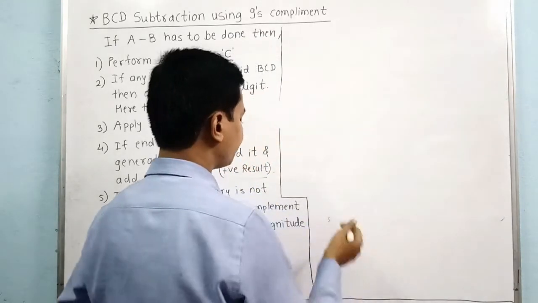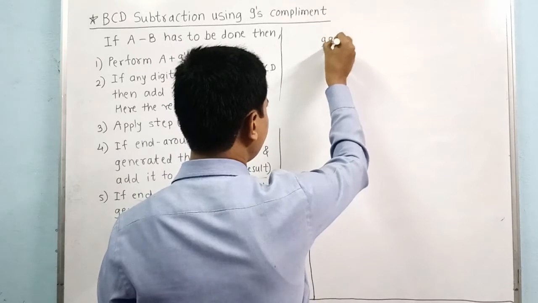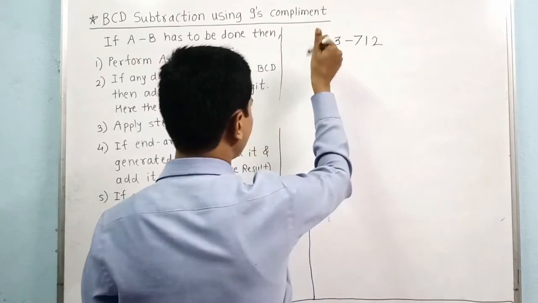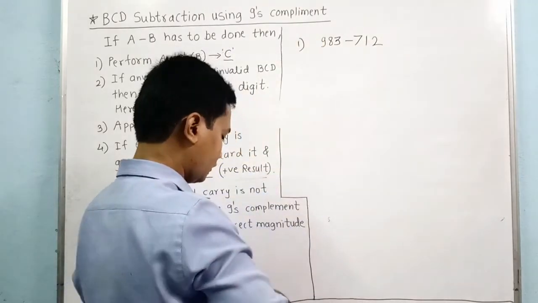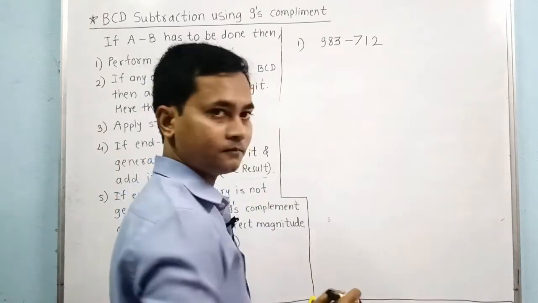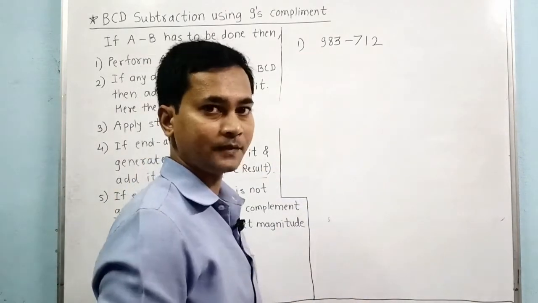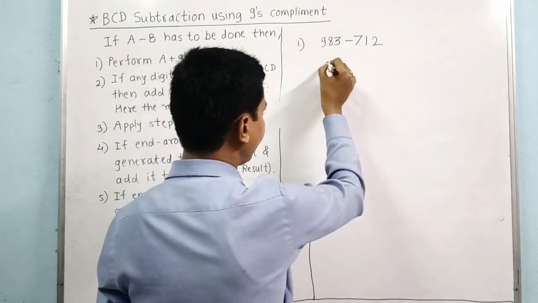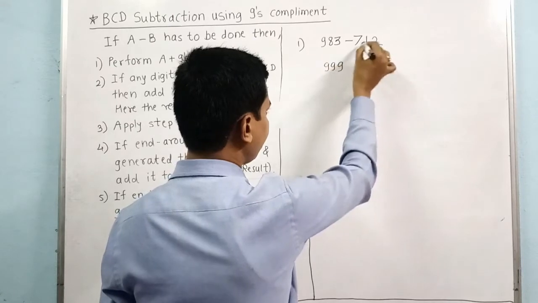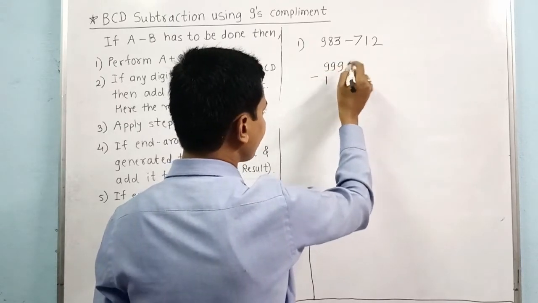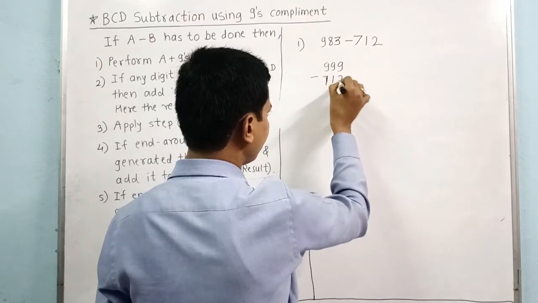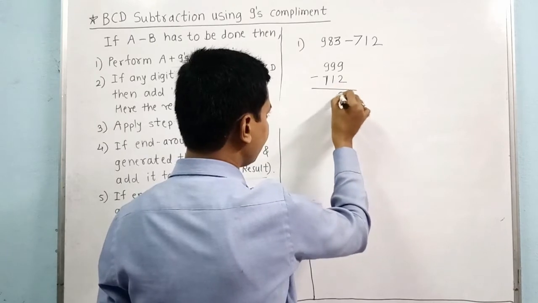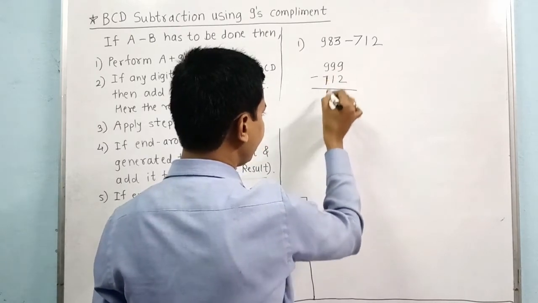Now let us take, say, 983 minus 712. This is our first example. 983 is the minuend and 712 is the subtrahend. So we have to take the 9's complement of 712, that means we subtract 712 from 999. Now 9 minus 2 is 7, 9 minus 1 is 8, 9 minus 7 is 2.